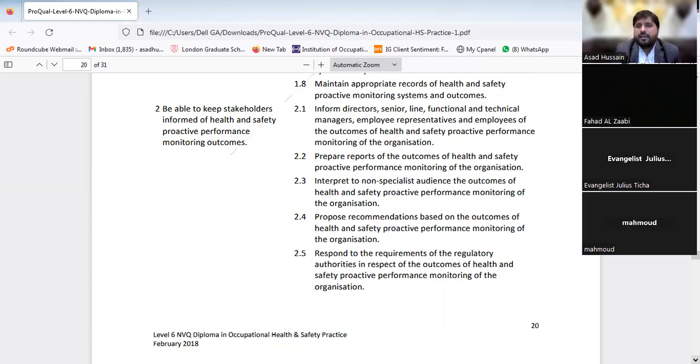Okay, clear. In 1.8, it is asking about maintaining appropriate records of health and safety proactive monitoring systems and outcomes. In the first 7 assessment criteria, we have discussed different proactive monitoring systems and their outcomes. So here it is asking how we are recording them. First of all, you have to explain how you are maintaining the records of these health and safety proactive monitoring systems and their outcomes.